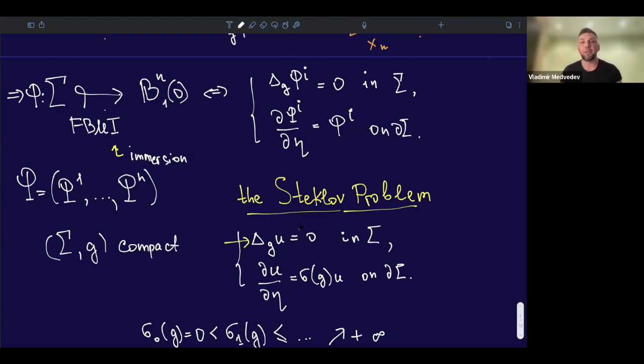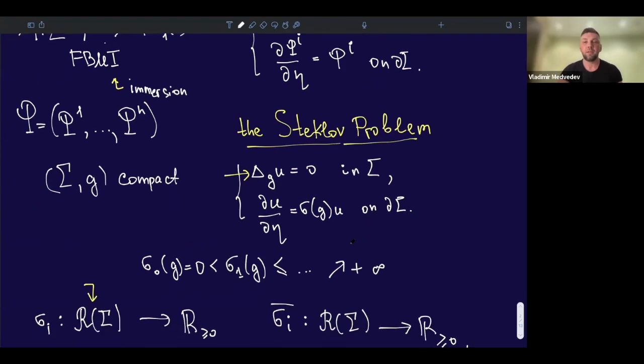And we're looking for harmonic functions in sigma which satisfy this boundary condition. This number sigma, for which this problem has a non-trivial solution, is called a Steklov eigenvalue, and the corresponding functions u are Steklov eigenfunctions.